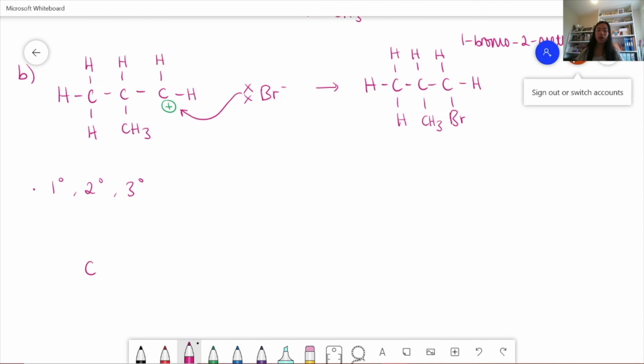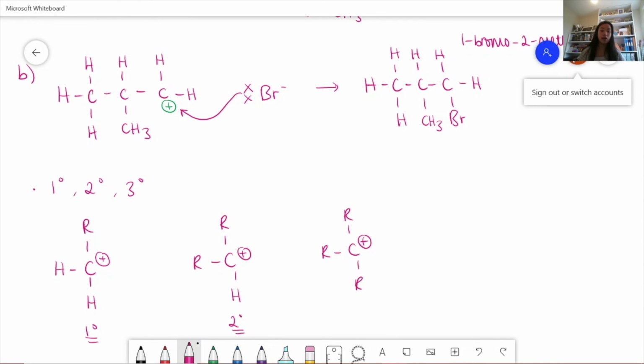They have the carbon, and then with the positive charge, and then they have one alkyl group and then two hydrogens. And then the secondary, so this is the primary, and then secondary we have the carbon with the positive charge, and then two of these alkyl groups, and then a hydrogen, and this is the secondary. And then for the tertiary, we have the carbon with the positive charge, and then three of these alkyl groups attached to it.